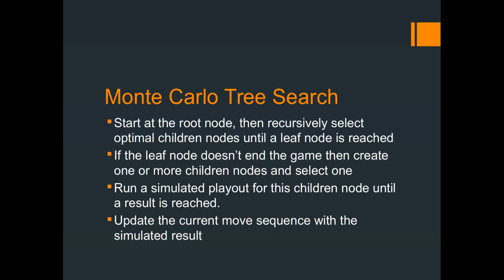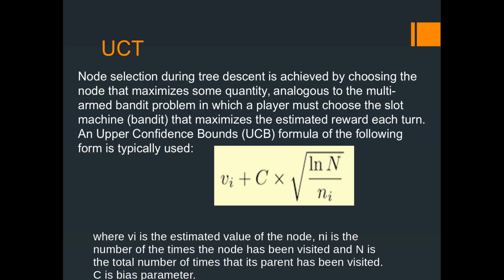So Monte Carlo Tree Search employs an algorithm in 4 steps. At each turn, you start at the root node, then recursively select optimal child nodes until a leaf node is reached. If the leaf node doesn't end the game, then you create 1 or more child nodes and select one. At that child node, you run a simulated playout until a result is reached, and then you update the current move sequence with the simulated result. So you basically backpropagate the results up the tree. You do this for a certain number of iterations, which we set to greater than 10,000.